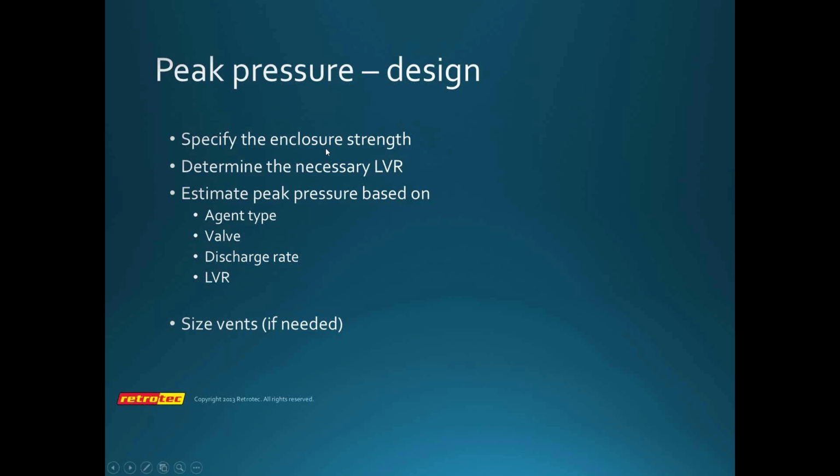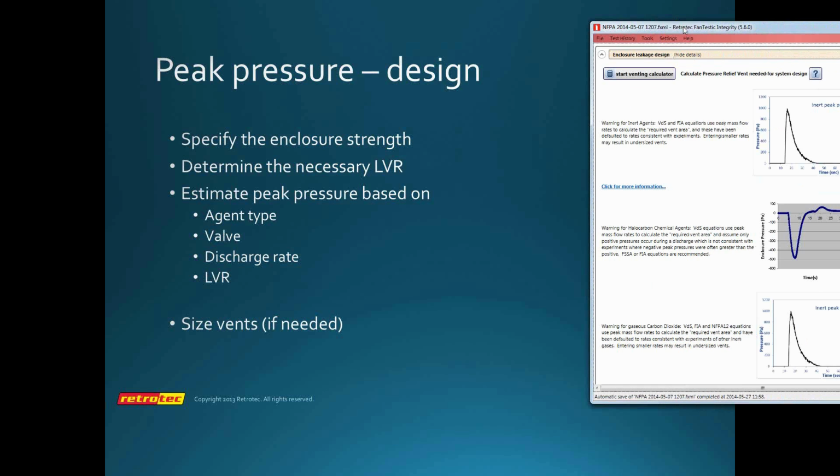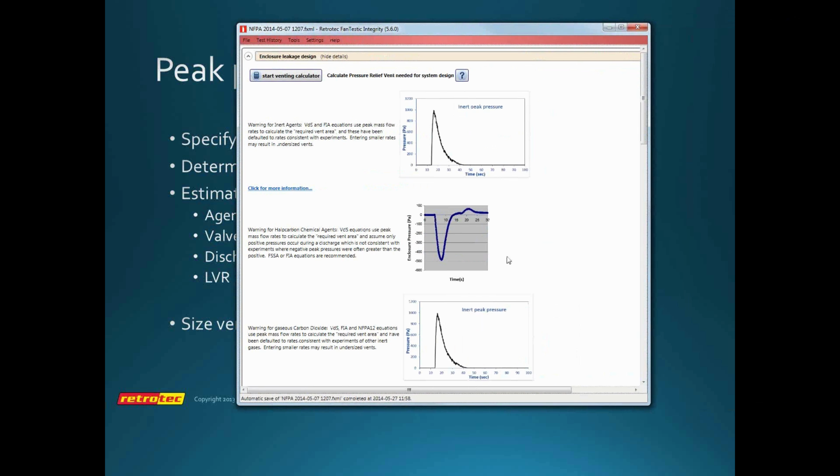So that would be the first thing, is to specify the enclosure strength, which has to be part of the specification. And once we know that, we can determine the necessary leak to volume ratio. And I'll just quickly jump over to our new software, pull it over onto the screen here, and I think you can see that. And this is our venting calculator. So we'll just start up the venting calculator.